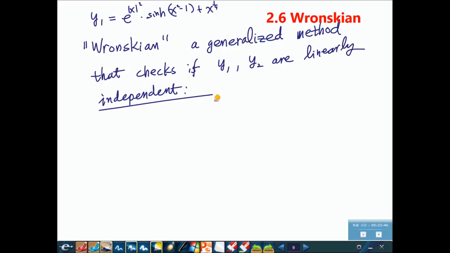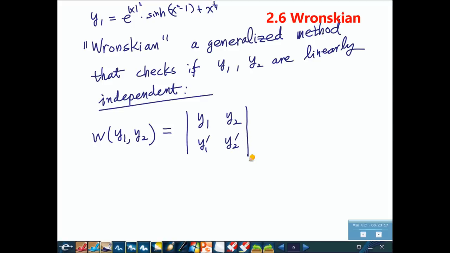So for the second order case, the Wronskian is defined like this. Definitely, it should be a function of y1 and y2, right? Because it's comparing y1 and y2 and checking if it's linearly dependent or independent. So it has to be a function of y1 and y2 in the second order case: y1, y2, y1 prime, y2 prime. Okay, this is not an absolute sign. This is a determinant.